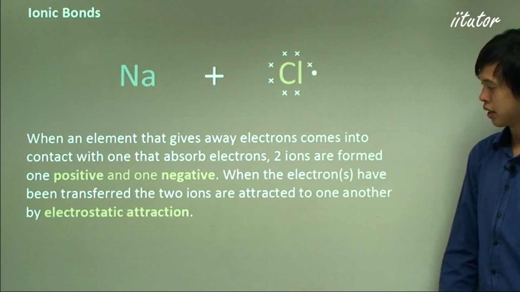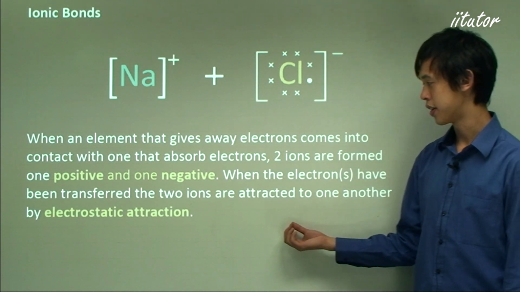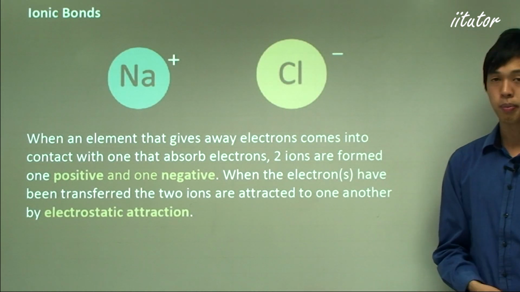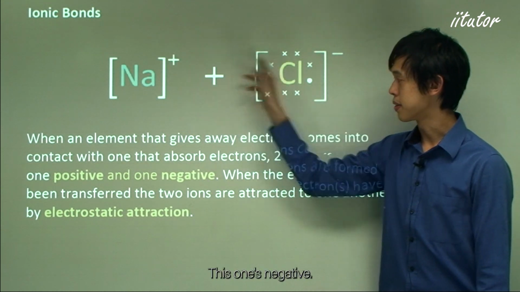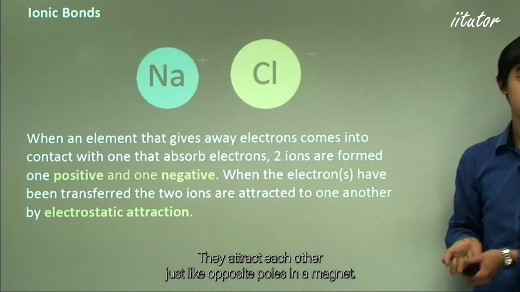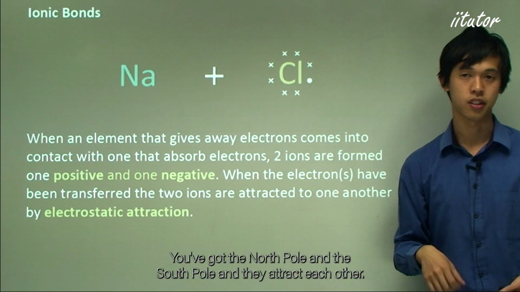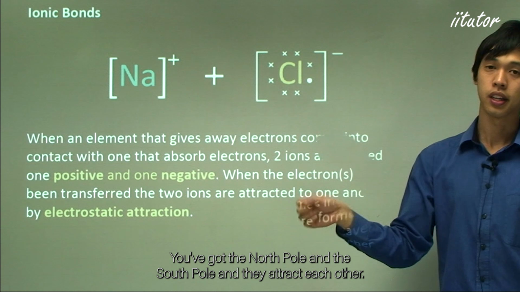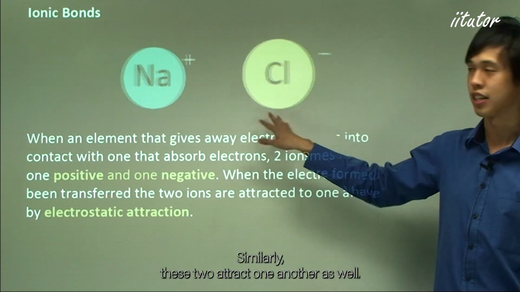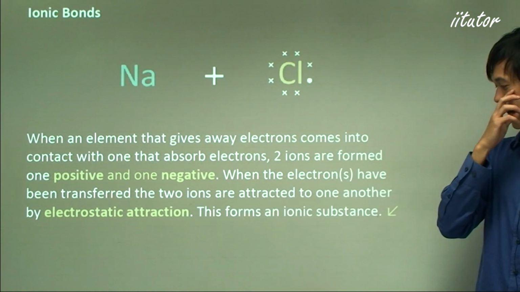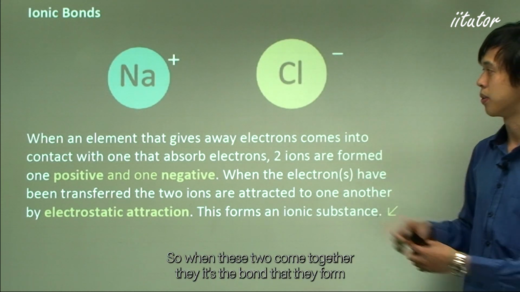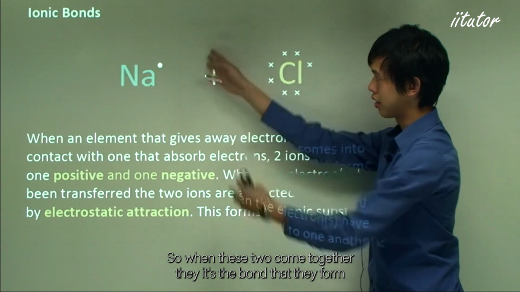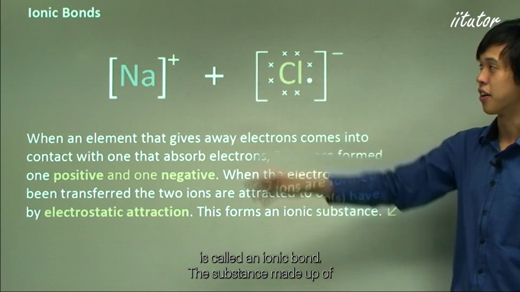This one becomes positive, this one becomes negative. So here's our animation. When the electrons have been transferred, the 2 ions are attracted to one another by electrostatic attraction. This one's positive, this one's negative, they attract each other, just like opposite poles in a magnet. You've got the north pole and the south pole, and they attract each other. Similarly, these 2 attract one another as well. And that forms an ionic substance. So this attraction is what we call an ionic bond. When these 2 come together, the bond that they form is called an ionic bond.